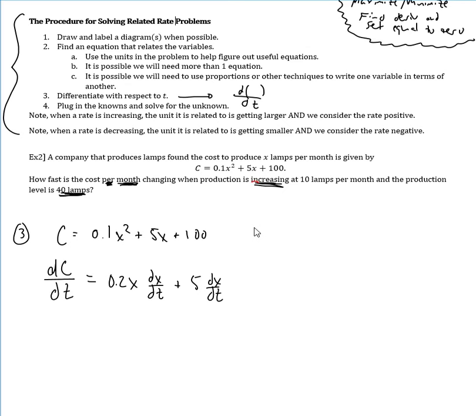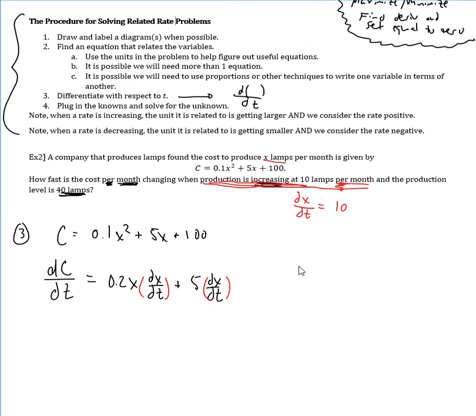Okay, they're saying the production is increasing at 10 lamps per month. The per month tells you it's a derivative. Since x is lamps, we'll say the production is increasing, meaning dx/dt. So it's increasing at 10 lamps per month. That's what this whole statement is translated into our calculus. This is the change in x, the lamps, per time, the months. And they say it's 10. They just give us the straight up number, so that's where I can start to plug those in.